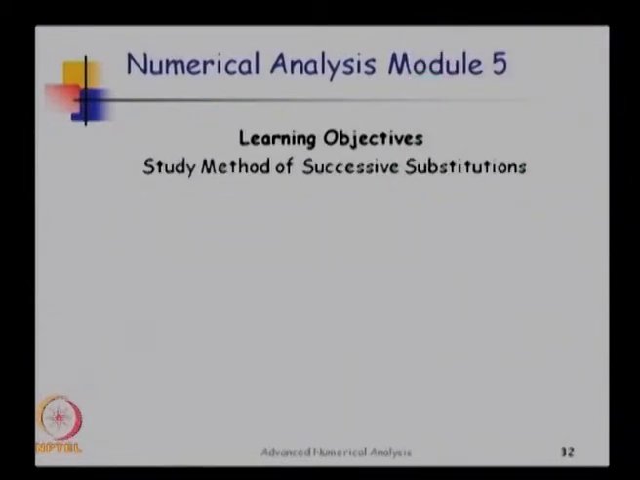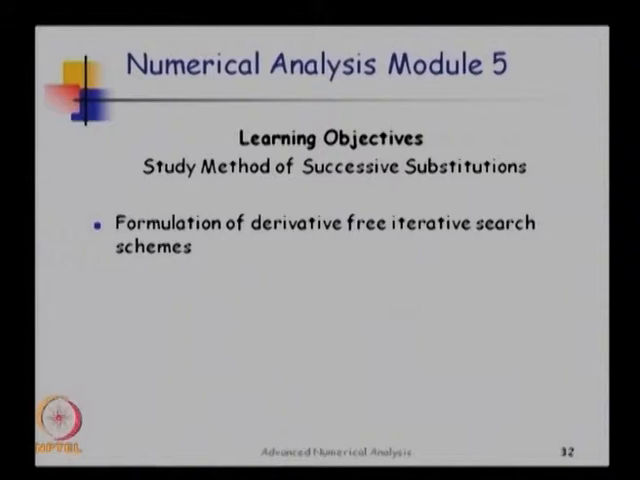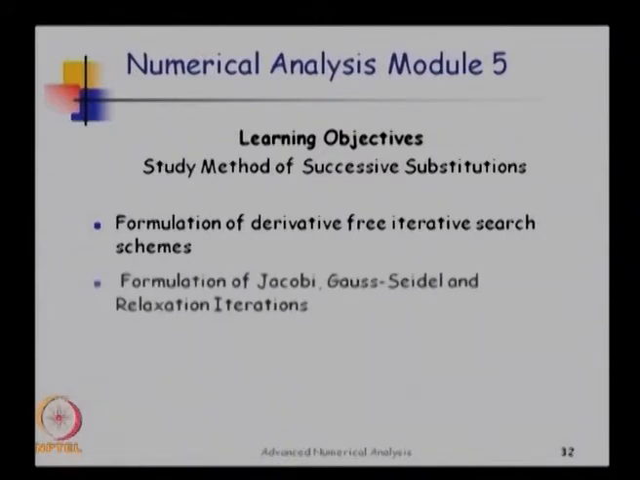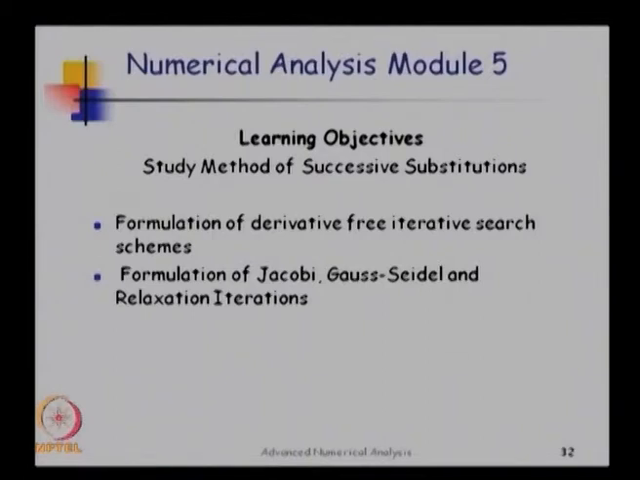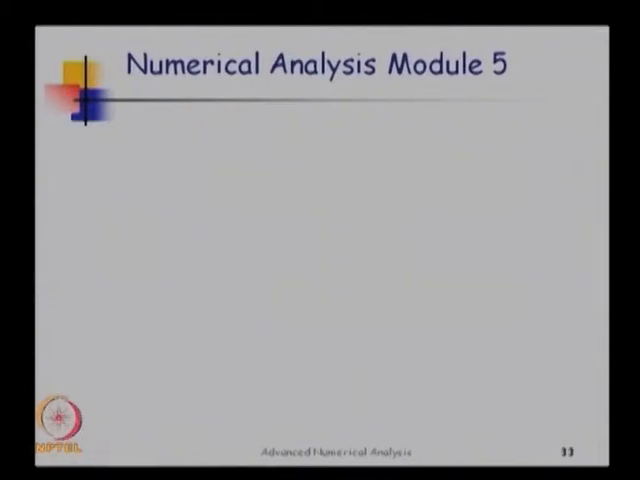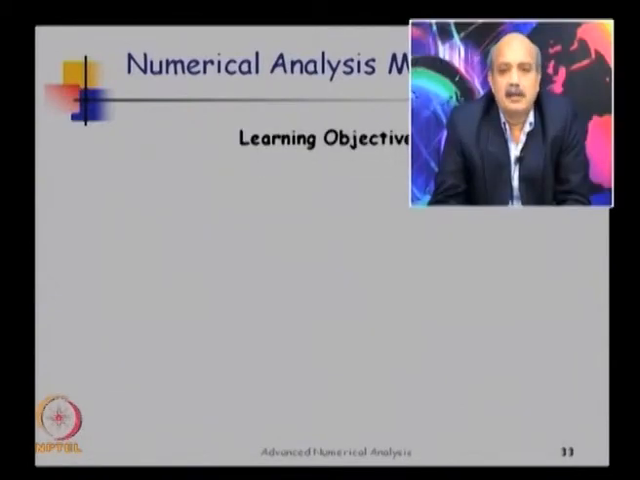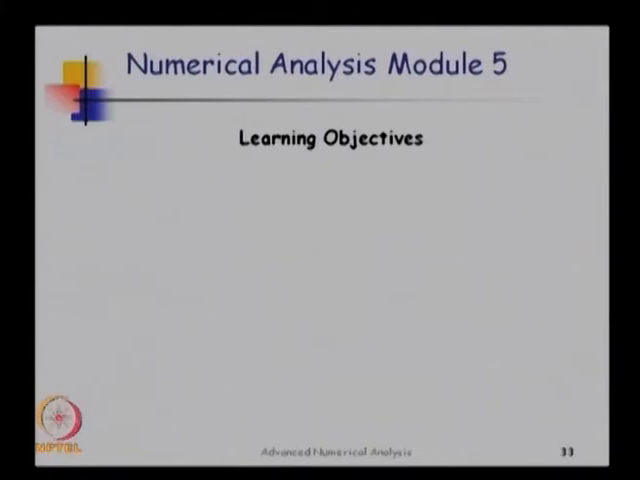So we will begin with the method of successive substitutions. This is one of the very preliminary methods which is used. These are derivative free methods. So there are a variety of derivative free methods like Jacobi iterations or Gauss-Seidel iterations or relaxation iterations. We will study these methods, and then from this we will move on to derivative based iterative methods. The well known derivative based iterative methods are Newton's method.